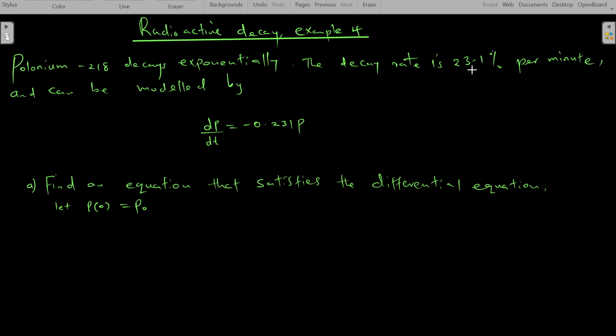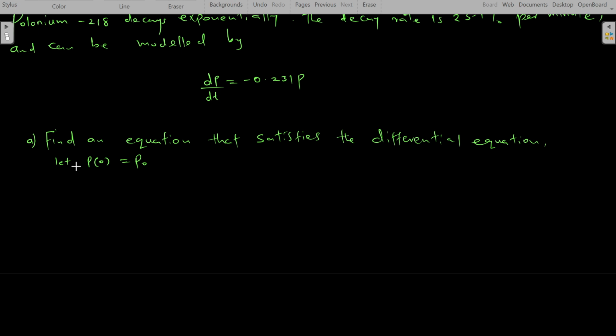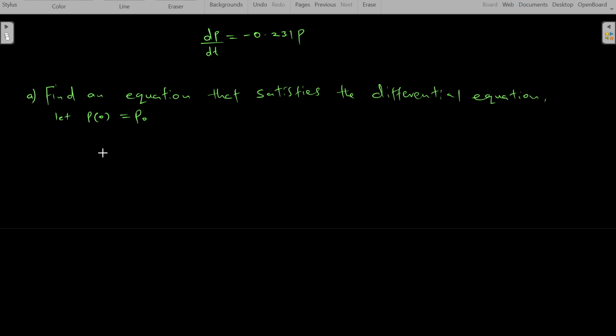So the decay rate is 23.1%, which is our decay constant, which in our previous video we have been labeling K. So for this, per minute, it can be modeled by this equation. This equation has been used to model the radioactive decay for this polonium-218. So our first question is, find the equation that satisfies this differential equation given these initial conditions.